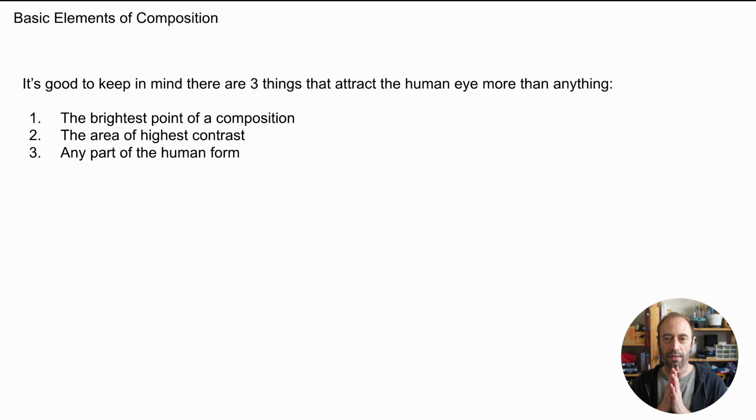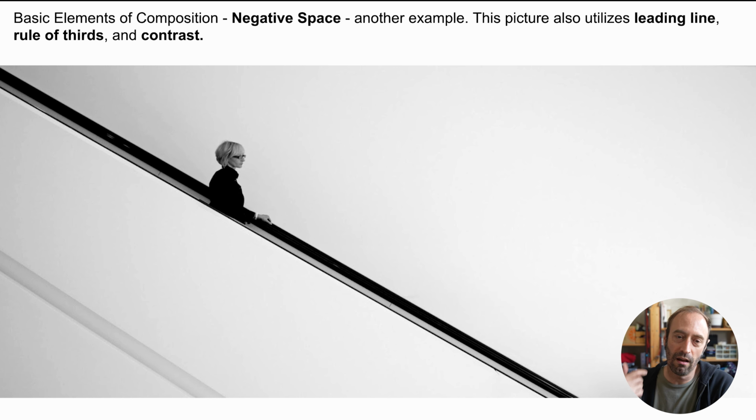All right, there's 3 things that attract the human eye more than anything. The brightest point of any composition, the area of highest contrast, and any part of the human form, right? I like to say human form or fragment of. Because if there's a severed hand in the corner of a frame, you betcha that's going to be the first thing you see. So if we look back at this, this has got a lot going on for it. This is definitely an area of high contrast. It's the human form. And I'd say the brightest part of the frame is kind of spread throughout.